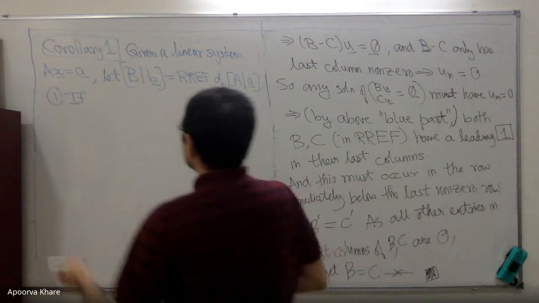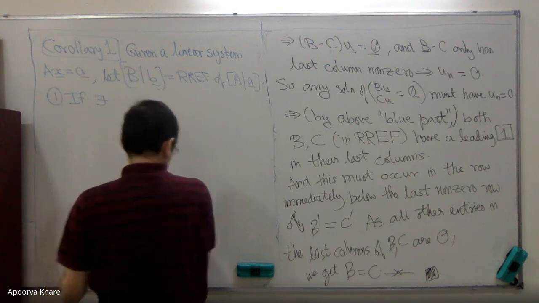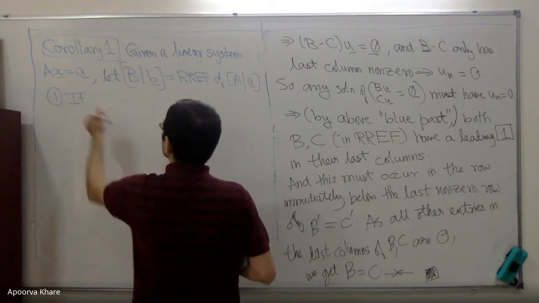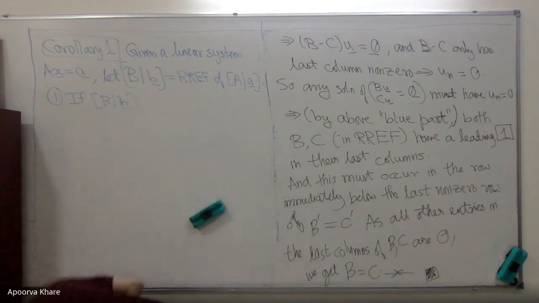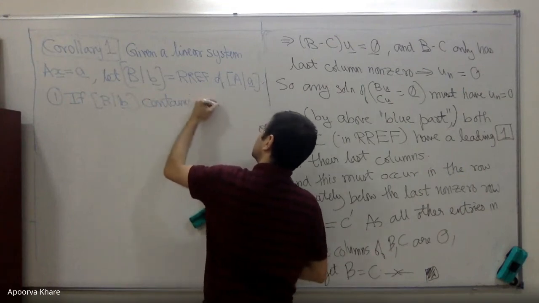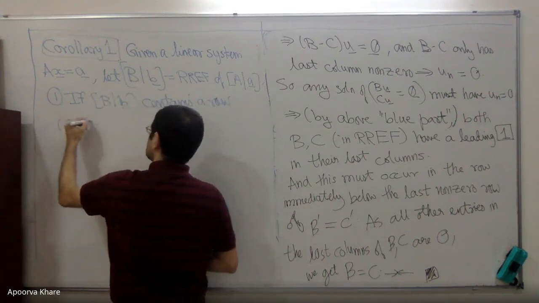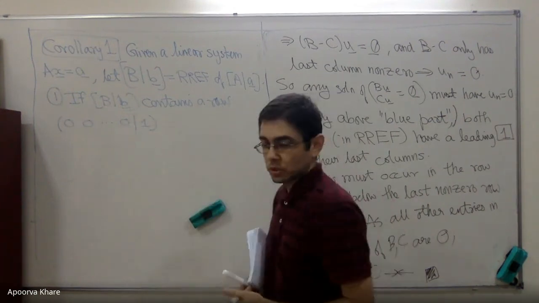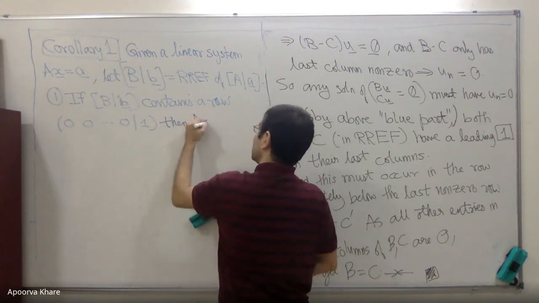So if B contains a row 0, 0, 0, partition 1, then you have a problem. Then Ax equals A has no solutions.